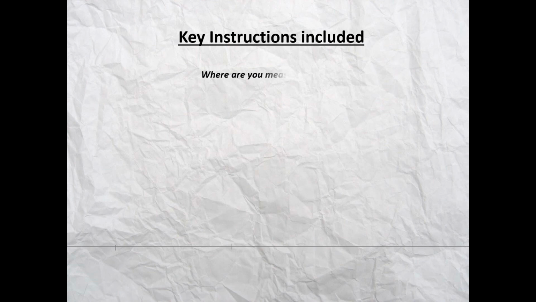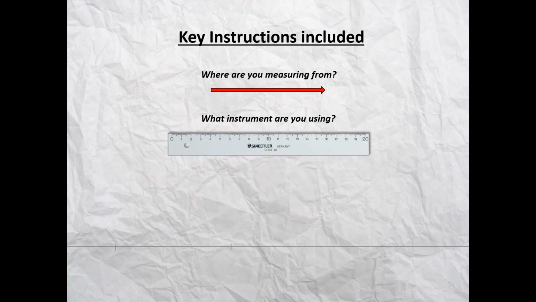Let's do a very quick recap of those key instructions that were included. Firstly, students were left in no doubt as to where they are measuring from, given the red arrow that's animated in the direction. Secondly, students should have no doubt what instruments they're using, as they're clearly shown on the screen. Also, there shouldn't be any doubt for them about how far they're measuring, as that is animated as well. And the last part is they're told exactly what to do, which is putting a mark on that particular point.